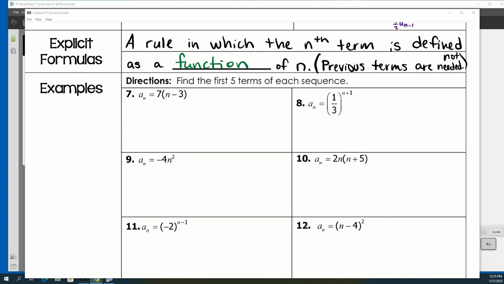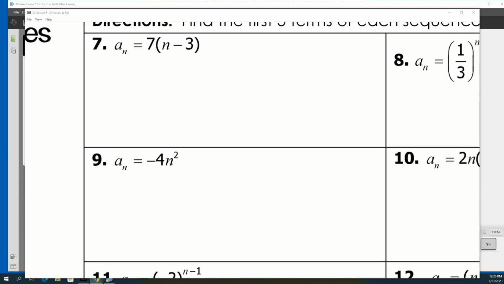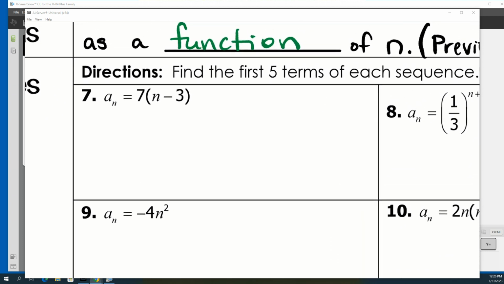I'm not going to do all of them. I'll do as much as you guys feel like you need me to do on 7 through 12. So on number 7, if I want to find the first term, which is represented as a sub 1, I'm just going to take 1 and put it in for n. And then just figure out what that is. So inside, that's negative 2. Negative 2 times 7 is negative 14. So that's the first term. So just plug it in like it's a function.